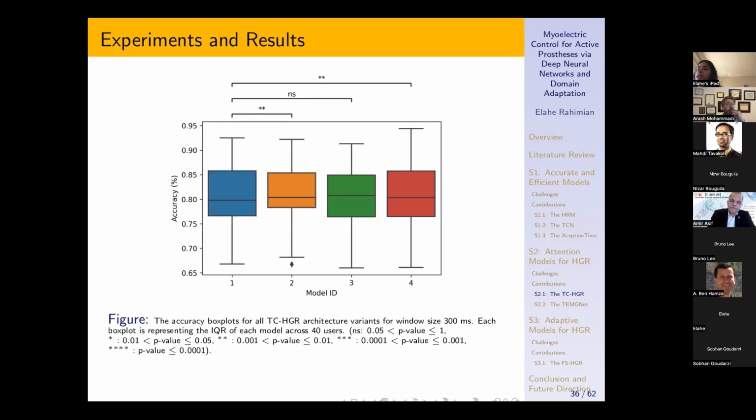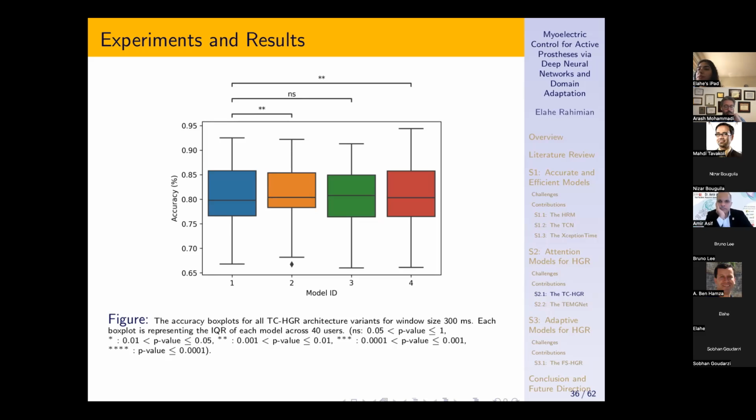So here we have a statistical analysis between different models. For example, we compare model number 1 with model number 2, 3, and 4. The reason is that model number 1 has the least number of parameters. So we can see, for example, model number 1 and 3 are not statistically significant. So if I want to pick a model, I will pick model number 1 because it has the least number of parameters in comparison to model number 3.